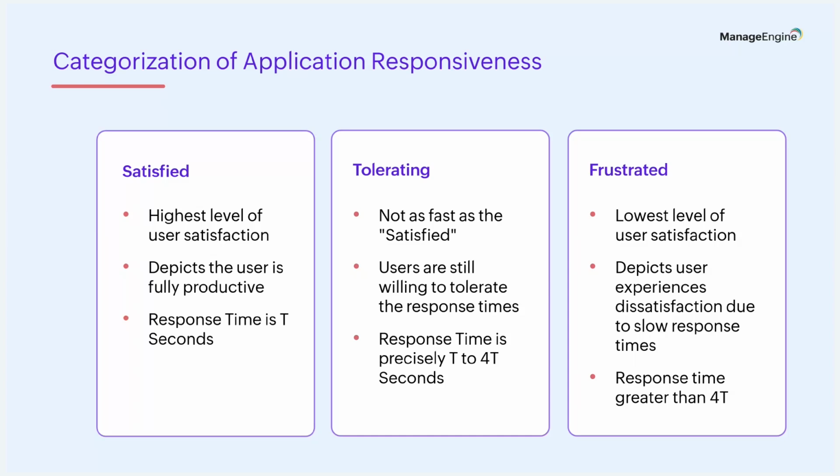The second one is tolerance. The tolerance category indicates that the application's response time is between the tolerating threshold and the satisfied threshold. So users in this category might tolerate the performance but may not be entirely satisfied, unlike the satisfied category users. The last is frustration. This category represents the lowest level of user experience, where the application's response time is below the tolerating threshold. So users under this category are more likely to be frustrated with the application performance as it does not meet their expectations.